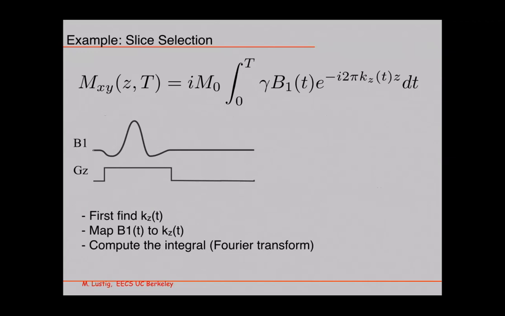Okay, so the first thing that we have to do is find what kz of t is. Then we're gonna map b1 of t to kz of t. Okay, and then we're gonna compute the integral over k's. Okay, so here's how it works.